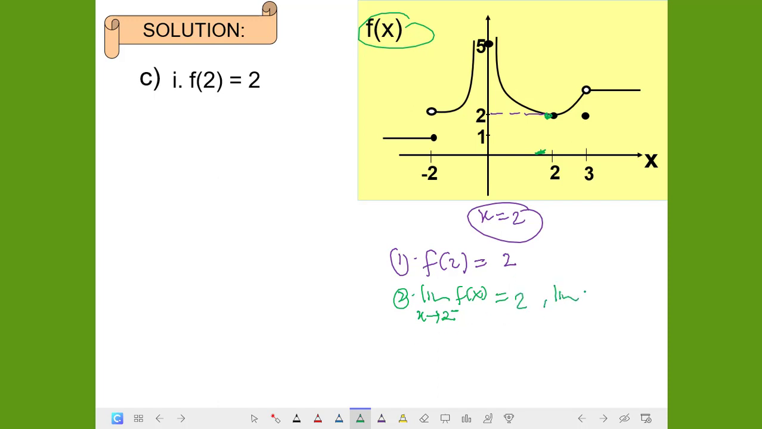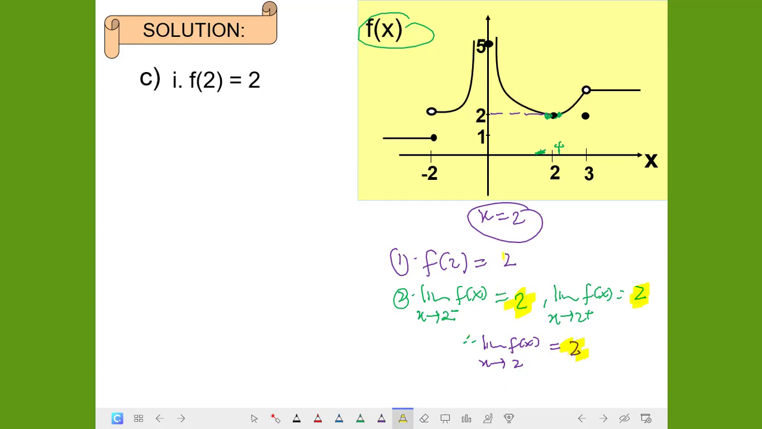And the limit of f(x) as x approaches 2 from the right, also 2. Since these are equal, we can conclude that the limit of f(x) as x approaches 2 is equal to 2, because the left is equal to the right.